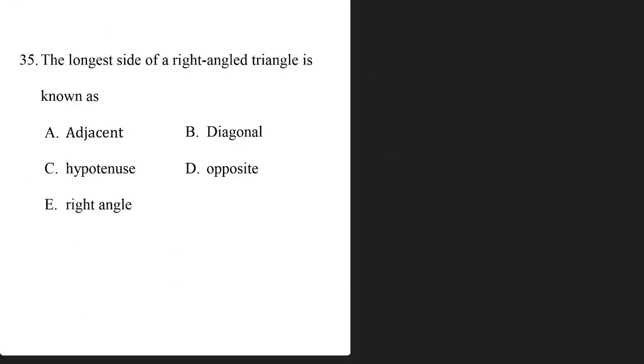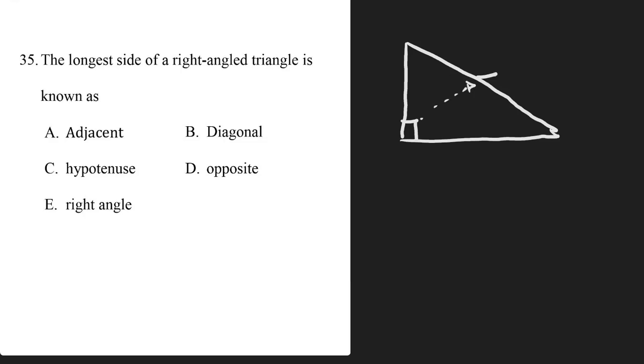Question 35 says that the longest side of a right angle triangle is known as. This is a simple question because we've already seen it in the previous question, where we said that a right angle triangle always has 3 sides, something like this. And this is known as the hypotenuse, because this angle is always facing it. So this is the hypotenuse, which is the longest side. And this is called the opposite. And this is called the adjacent.